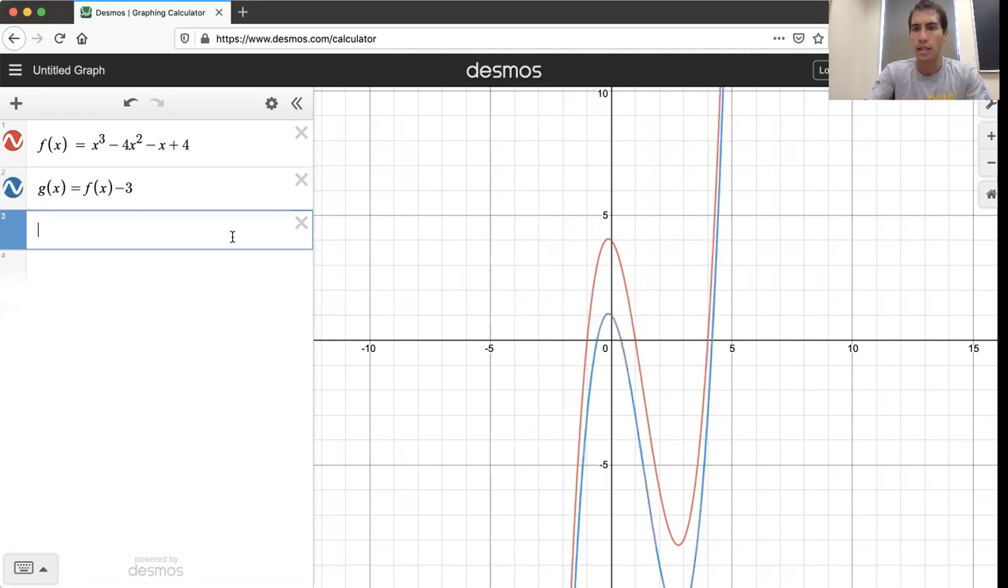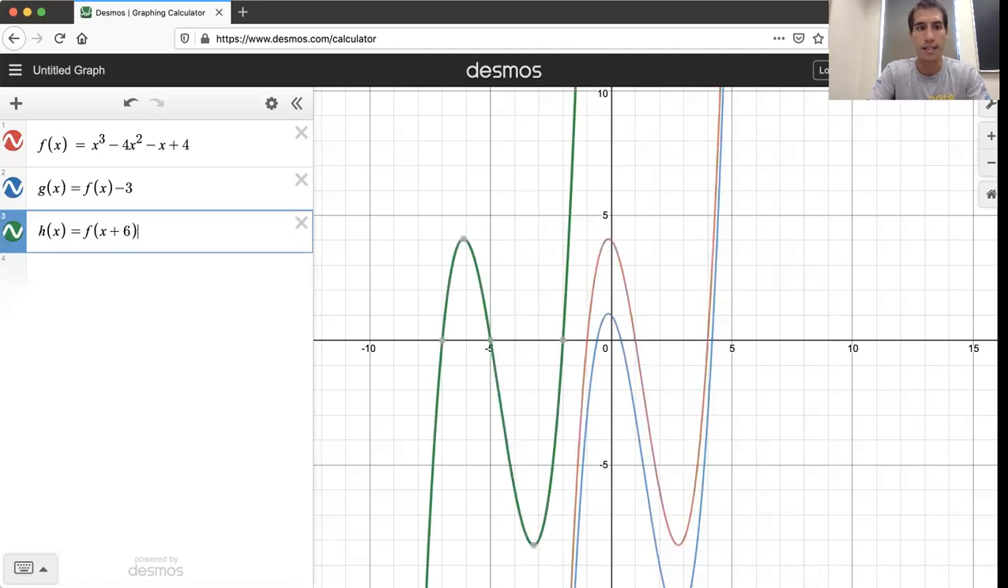Okay, now let's talk about horizontal shifts. If I define a function h of x, which is f of x, and now I'm going to shift it horizontally. How this manifests is if I add inside the input. So if I do this function composition where I add inside the input here, so I define h of x as f of x plus 6 now, then it looks like it shifted to the left here.